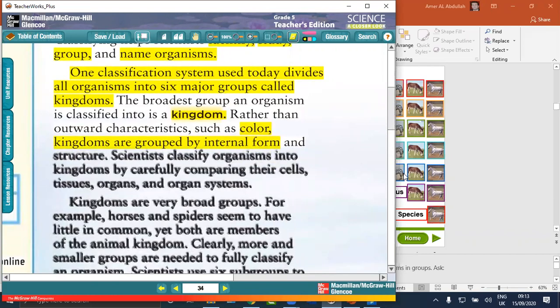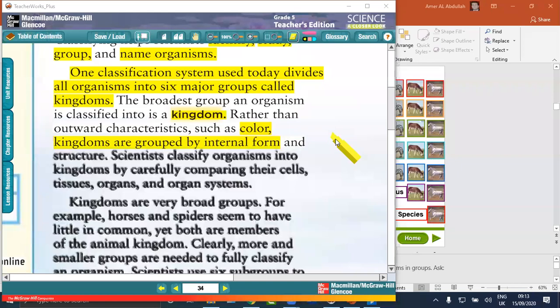Yes, Ahmed Mufid. One classification system used today divides all organisms into six major groups called kingdoms. Okay, stop. How many groups? If I ask you how many groups, six, it's major. The number of groups is six. Continue.